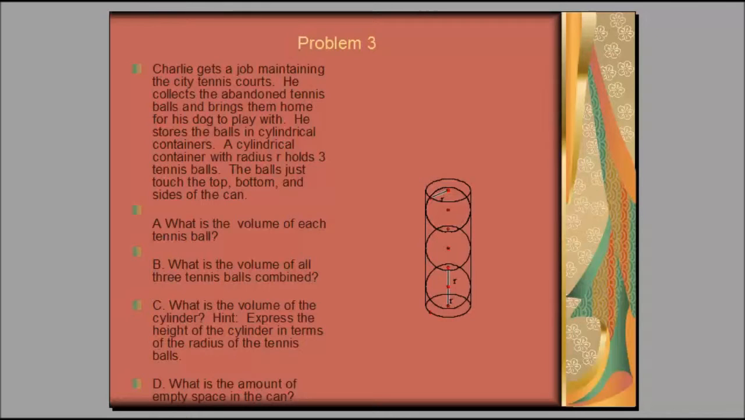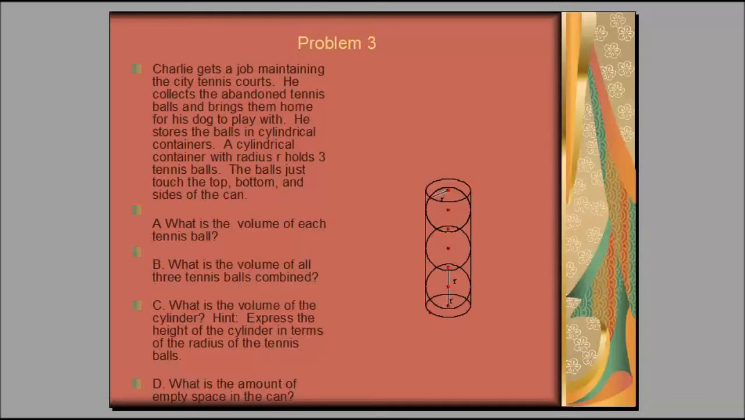Problem 3 is a challenging multi-step problem. Charlie gets a job maintaining the city tennis courts. He collects the abandoned tennis balls and brings them home for his dog to play with. He stores the balls in cylindrical containers. A cylindrical container with radius r holds 3 tennis balls. The balls just touch the top, bottom, and sides of the can. What is the volume of each tennis ball?